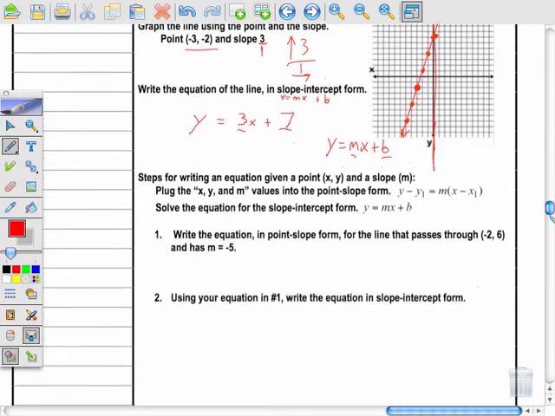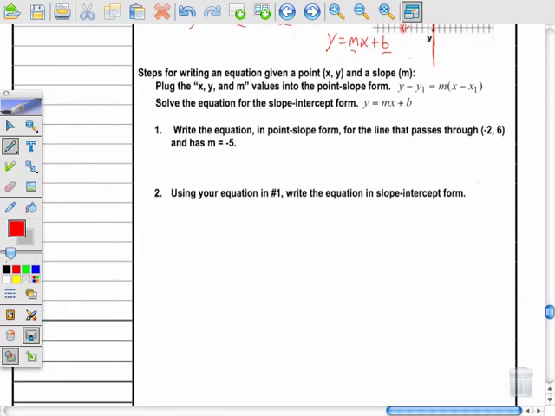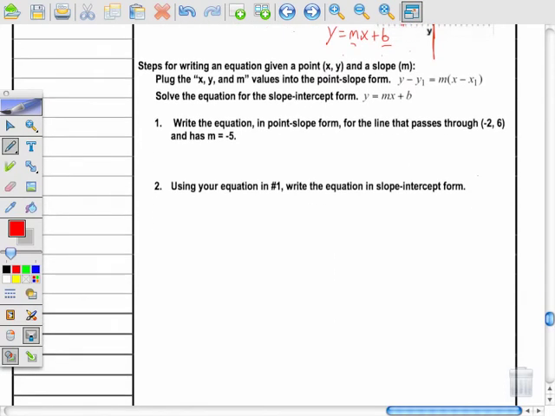That was a little bit of review. Okay. Now we're going to write it in point slope form. You can see right there it says the steps for writing an equation given a point and a slope. You plug the x, y, and m values into the form, and then you use the point and the slope and you plug those values in. So it says solve the equation.